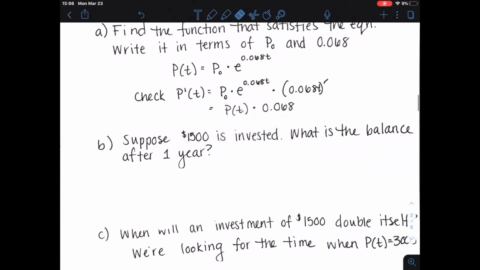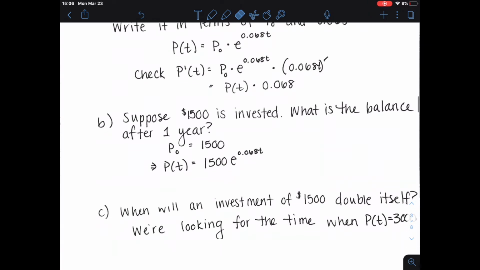So let's apply this now. Suppose maybe we invest $1,500. Let's see what's in our account after 1 year. So this $1,500 is just going to be the initial amount. So P of t, the P0 is going to get replaced by 1,500.